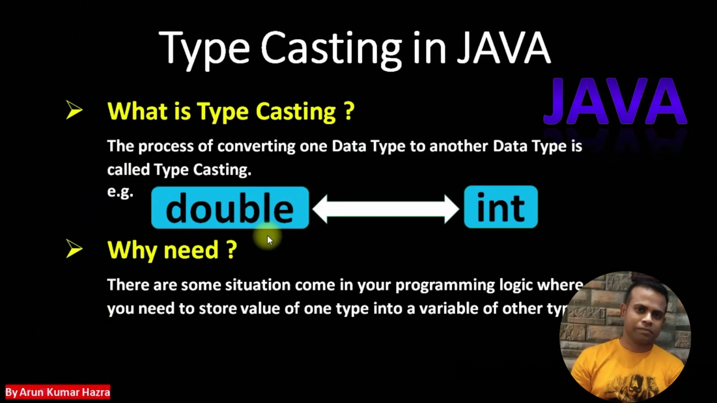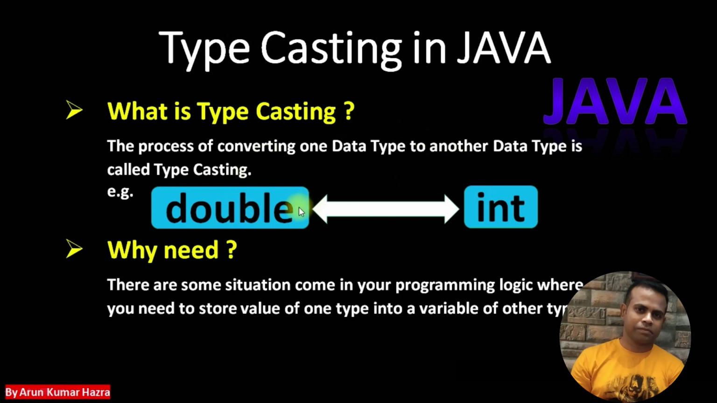So today we will learn typecasting in Java. First we have to understand what typecasting actually is. Before that, we already learned that there are a number of data types in Java, right? Like int, double, float, short, byte, etc. So typecasting is nothing but a process which converts one type to another type.